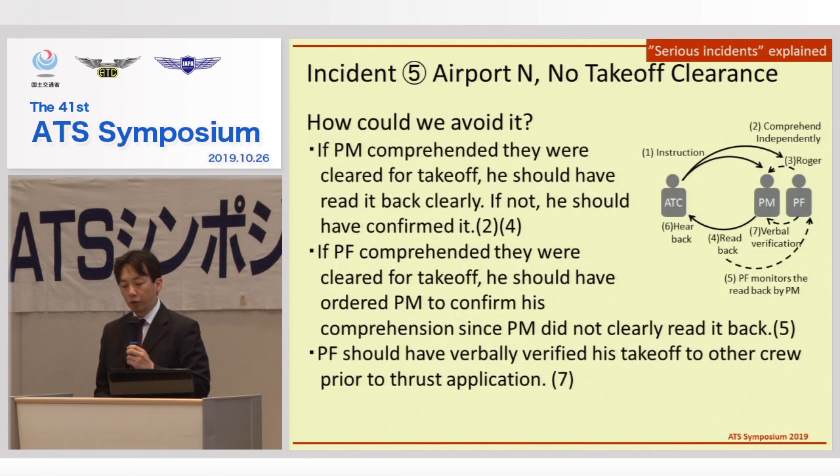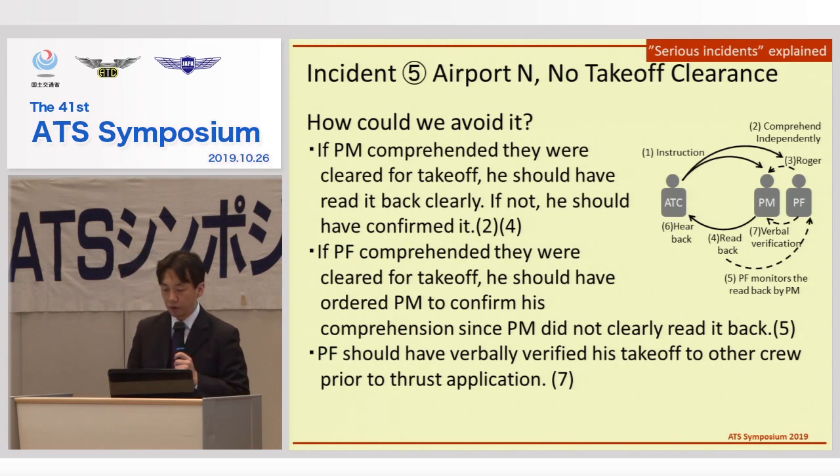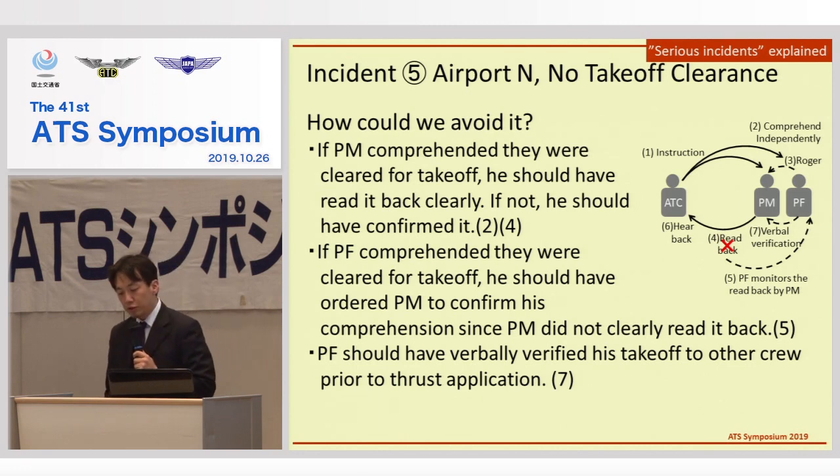So how could we have avoided this incident? If the second officer was sure that the aircraft was clear for takeoff, he should have read it back accordingly, but he only mentioned the cancellation of altitude restriction. So step 4 was incomplete. If he wasn't sure that he received takeoff clearance, then he should have stopped the captain, or at least he should have confirmed the takeoff clearance with the controller. So step 2 is incomplete.